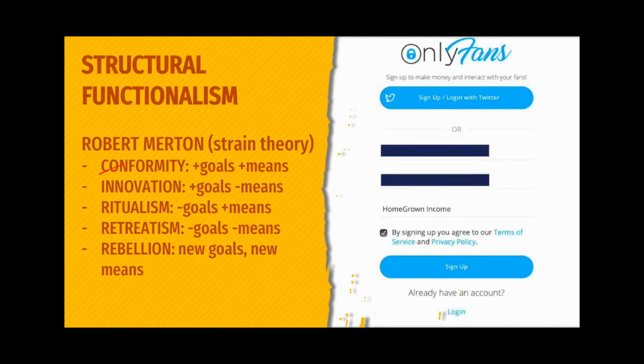However, as we discussed, deviance can happen when either the goals or the means become unacceptable for the person, and they pursue other goals or other means. Now, for example, innovation is when they maintain the goal that is set by society as a standard, but for the means to get it, they don't follow the society standard.